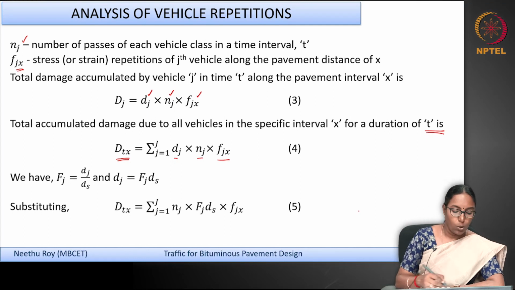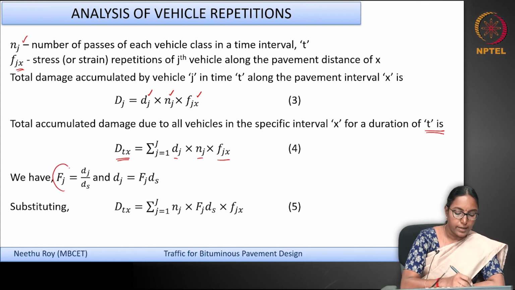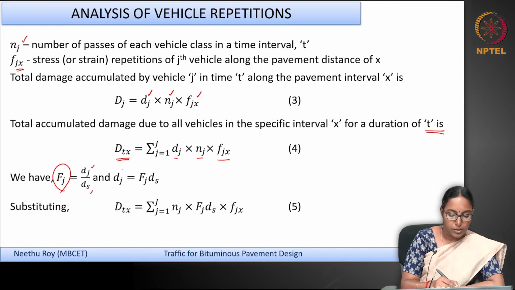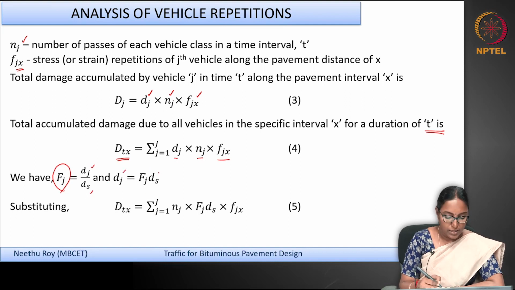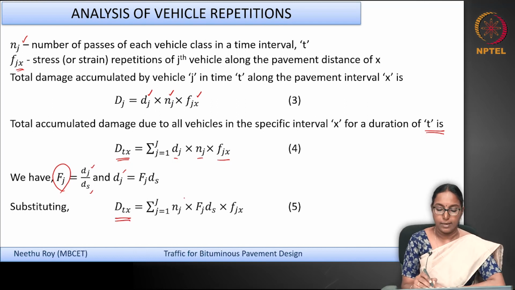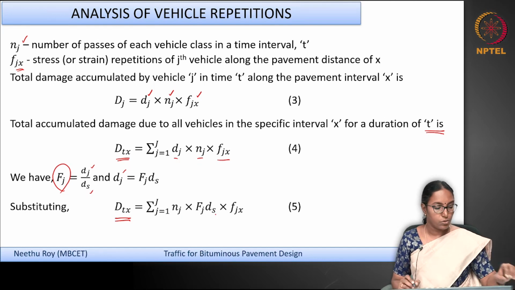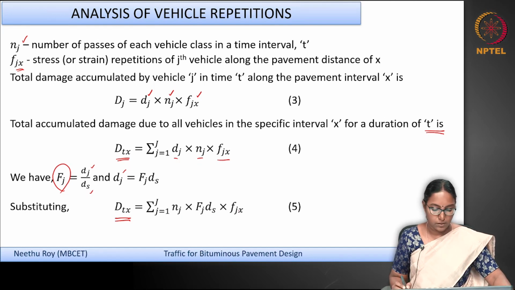Okay. Now we have the equivalent axle load factor given as dj by ds, or small dj can be written as fj into ds. Now substitute it in this equation number 4, we get the total damage accumulated from all the vehicle classes for a time t in a small pavement section of x distance is equal to sigma j is equal to 1 to J, nj fj ds into small fjx.